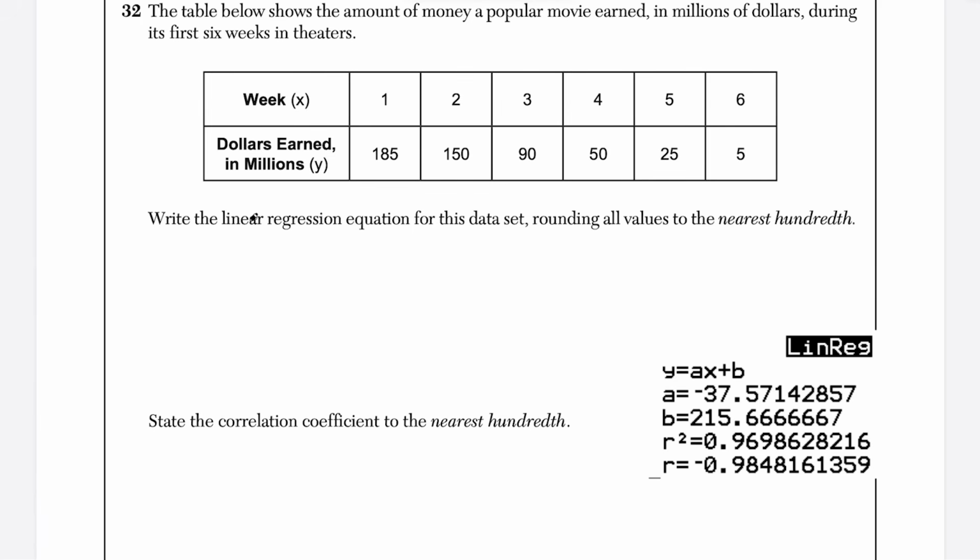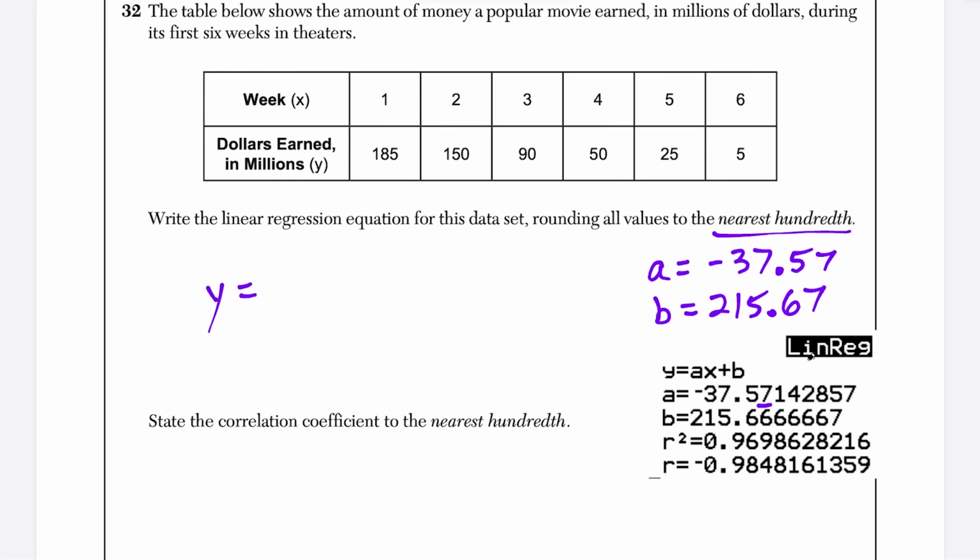So the first thing we're going to do is write the linear regression equation, and we're rounding to the nearest hundredth. So here, I'm just going to write out y equals, and our a value in front of the x term is going to be -37.57, because notice at the hundredths spot we have a 7, to the right is a 1, so we're rounding down. And our b value is equal to 215 and we're going to round this one to 67, because in the hundredths spot we have a 6, to the right is a 6, so we're rounding up to 67.